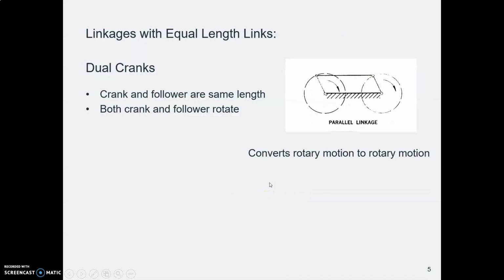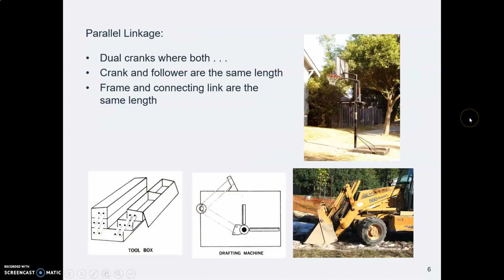So, for example, if the crank and the follower are the same length, you have essentially a parallelogram then, don't you? And in that situation, where they're both the same length, both the crank and the follower will rotate in a full circle. And you can see examples of these all over the place.